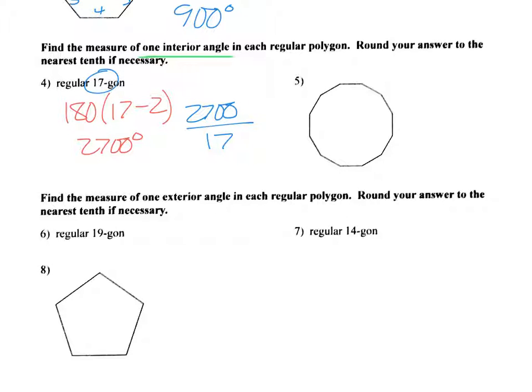So we divide that by 17, and here we get a decimal, and it says round to the nearest tenth. That would be 1 decimal place. So that would be 158.8 degrees.